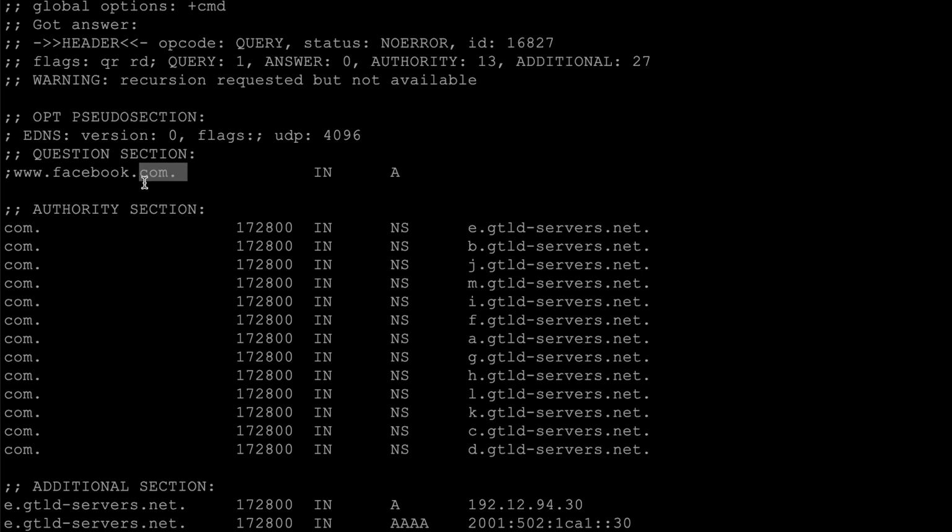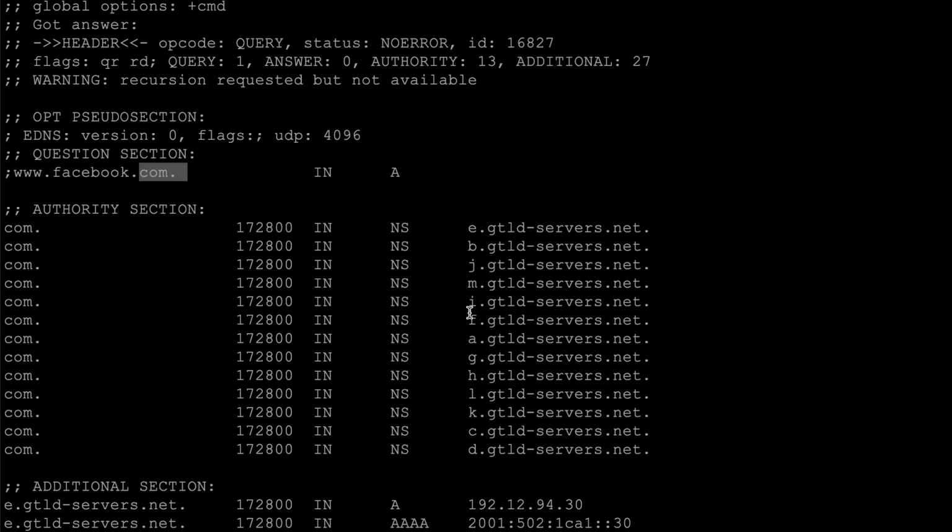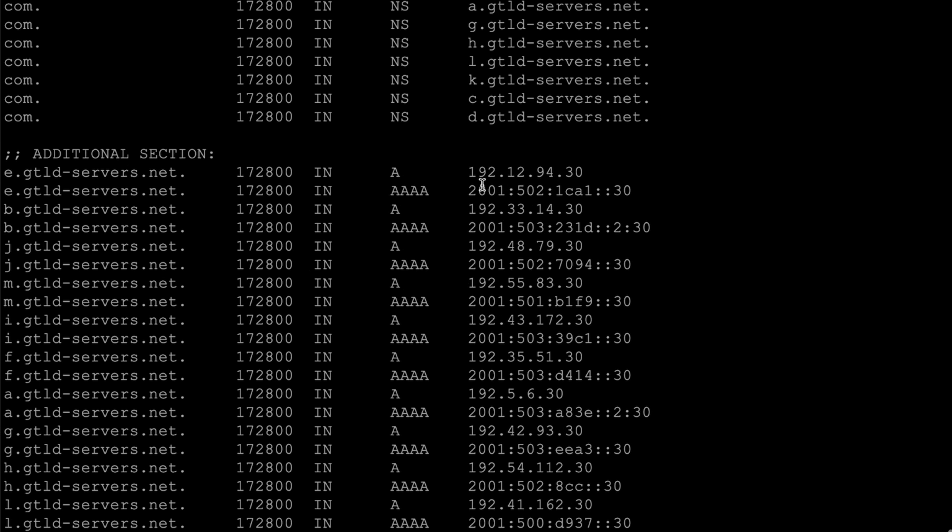And if you want to know anything about the com top-level domain, well, then you can talk to any of these 13 servers, which coincidentally are managed by the same organizations that operate the root servers. But in any event, it says we can ask any of these generic top-level domain servers for more information about the com domain. It also provides this additional section which has some glue records that gives us the IP addresses for each of these servers that are authoritative for the top-level com domain.